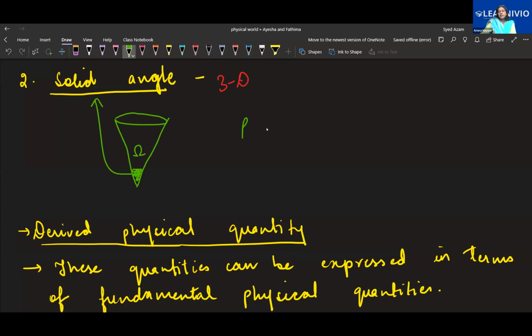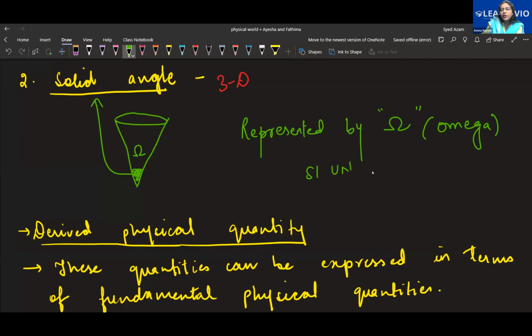This is represented by this symbol, which is called omega. And the SI unit is the steradian. Yes, correct. The SI unit of a solid angle is steradian, just as the radian is for the plane angle.